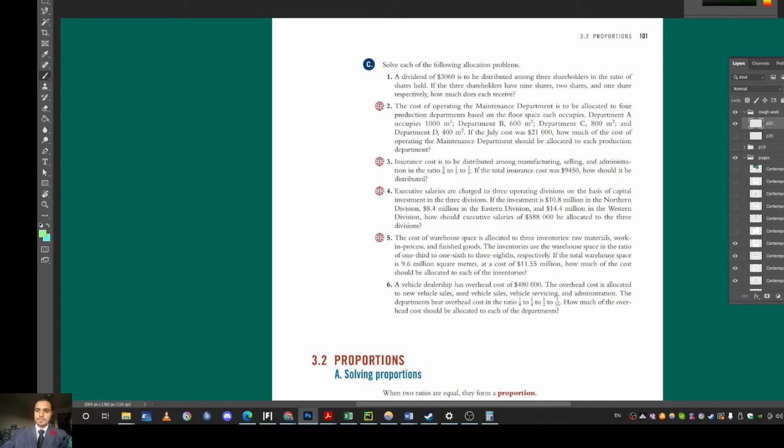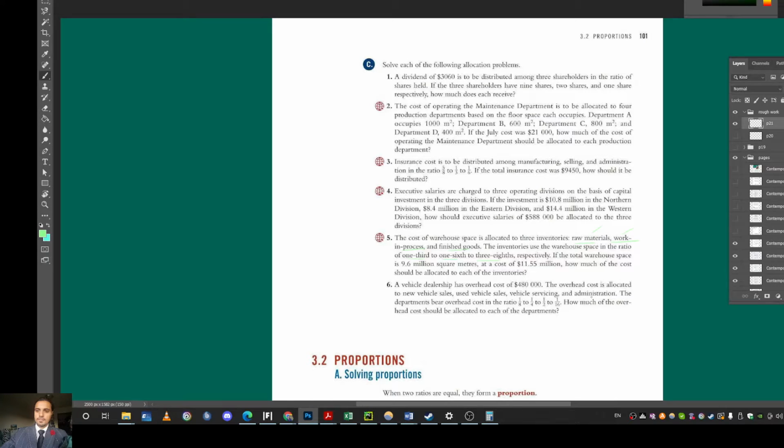Cost of warehouse space is allocated to 3 inventories: raw materials, work in process, and finished goods. This is related to accounting. If some of you have taken accounting, you would know what these are. The inventories use the warehouse space in the ratio 1/3 to 1/6 to 3/8 respectively. If the total warehouse space is 9.6 million square meters at a cost of 11.55 million, how much of the cost should be allocated to each of the inventories?